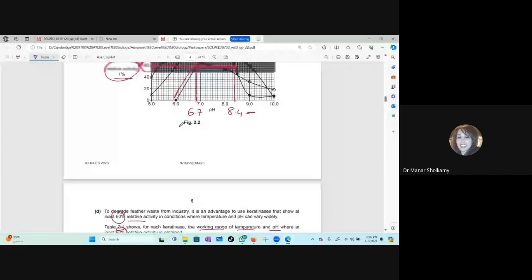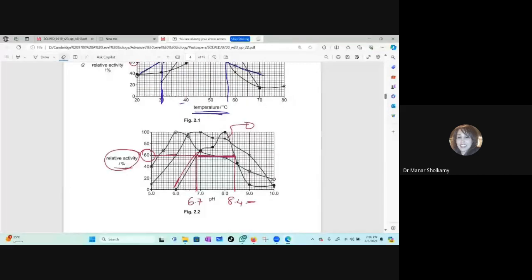Now the widest working range of pH. Which graph will you look at, temperature or pH? pH. And let's go to 60 and look at which one has the widest range. So this is 60%. Which graph has the widest range, do you think?